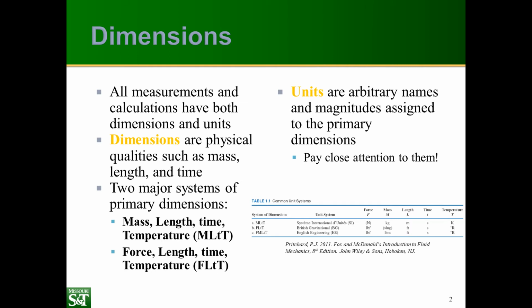Now, units are the arbitrary names and magnitudes that are assigned to the dimensions. Now, we have to pay close attention to units. We can look at length and we can measure it in feet or miles or meters or whatever we choose to use. And these then are related by conversion factors. There are 5,280 feet in 1 mile.